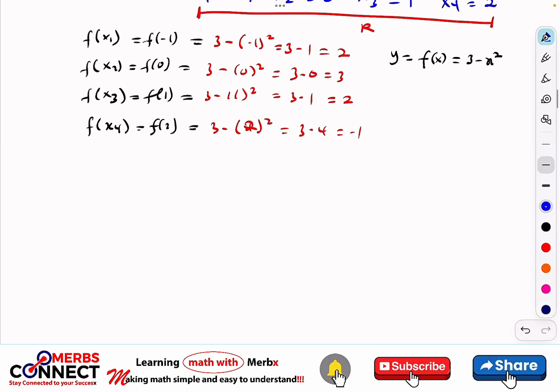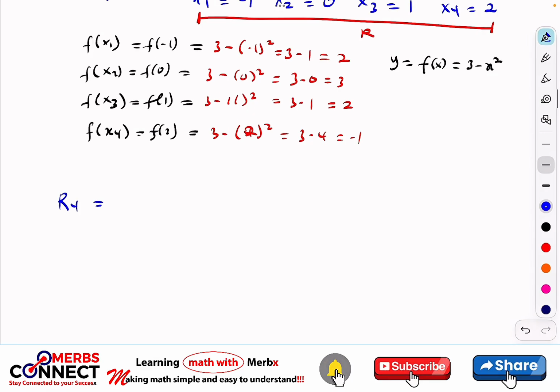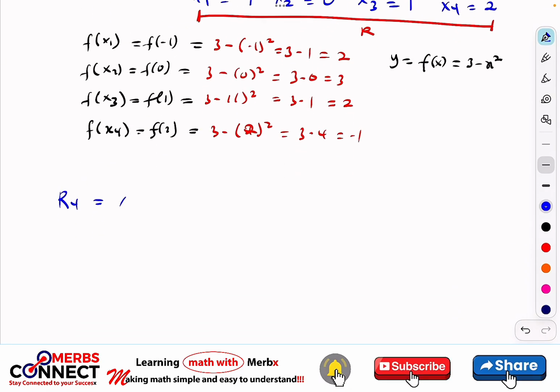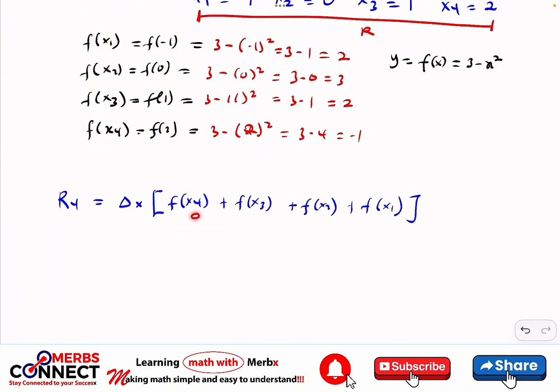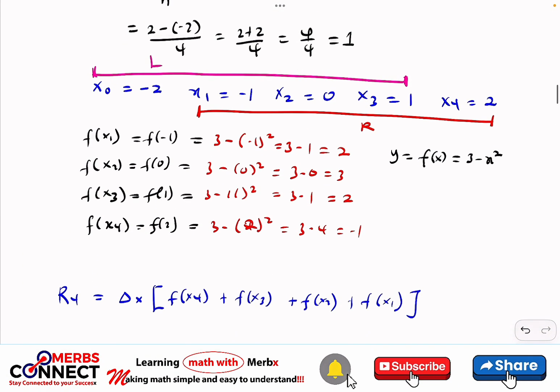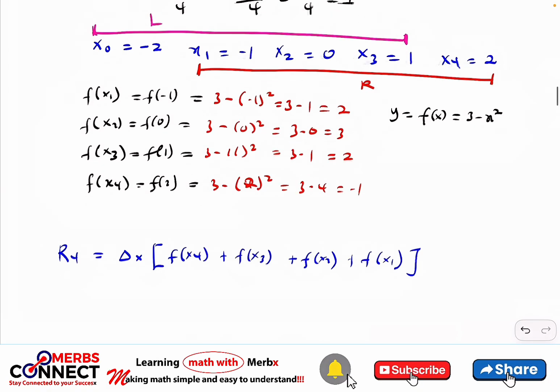Now R4, because we are dividing into 4 sub-intervals, is going to be just the change in x, and then we are going to have f of x4 plus f of x3 plus f of x2 plus f of x1. I like writing it from the highest to the lowest because when we are thinking about the right, we are thinking about starting from the last endpoint and moving towards the initial endpoint, but you're not going to include this. And then if I'm writing for the left, you will see that I'll start from x0, x1, x2, and then x3. Then I'll pause. So that's basically what I do.